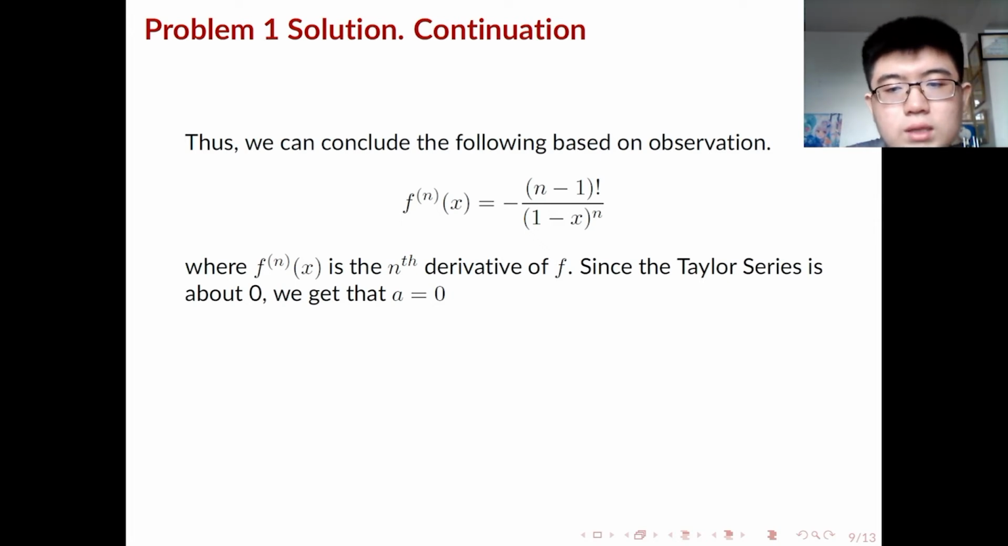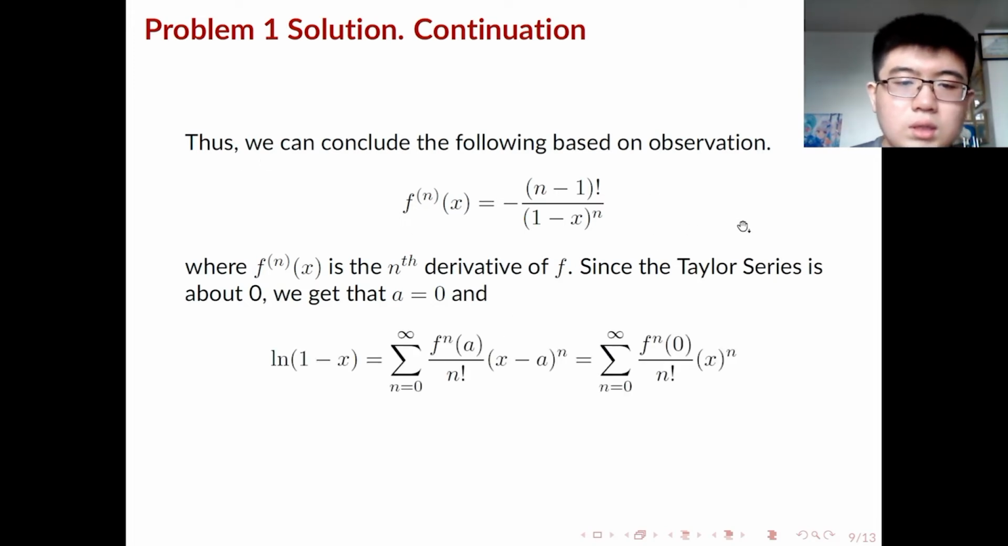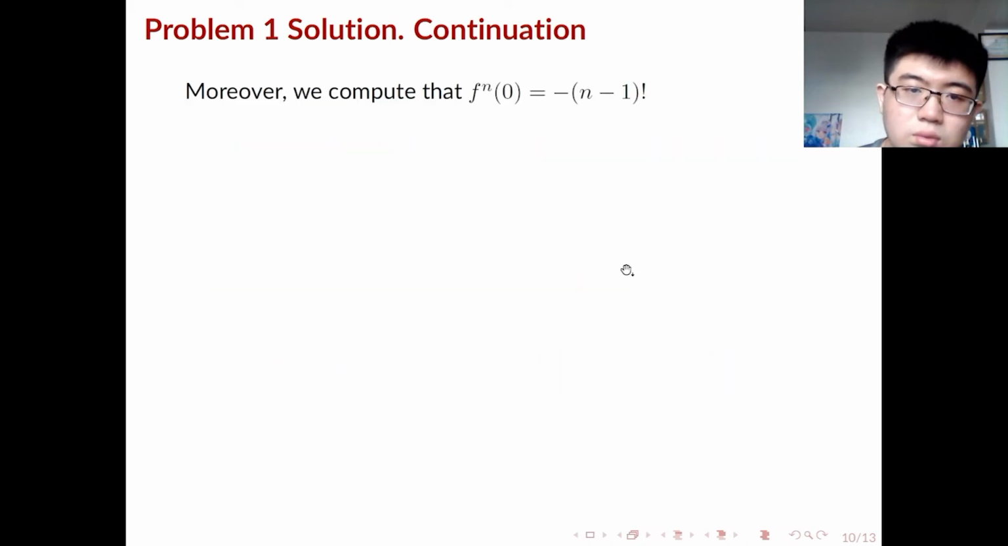Since the Taylor series is about 0, we get that a is 0. So this allows us to substitute. Substituting into our formula for the Taylor series, we get that the Taylor series of ln(1 - x) is given by the series f^(n)(0) over n factorial times x^n, from n equals 0 to infinity.